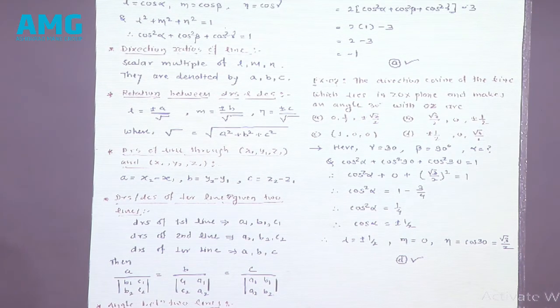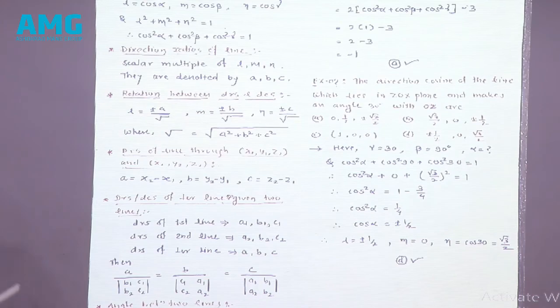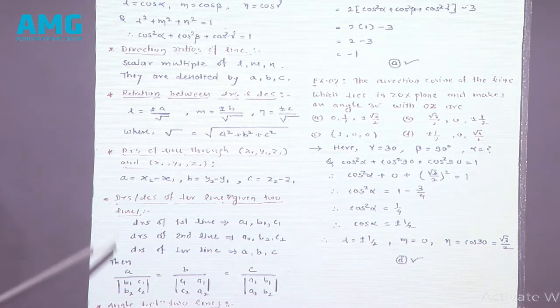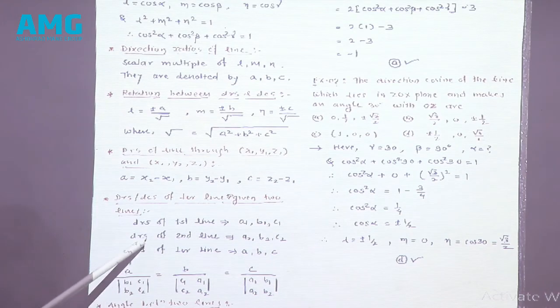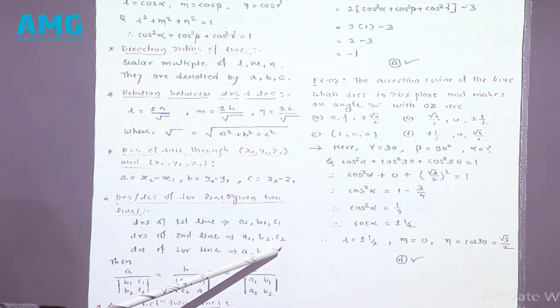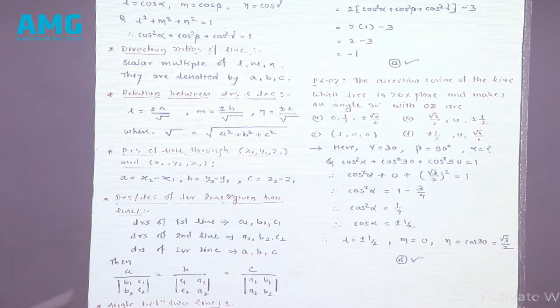Now, the last part of this unit. This unit is very short but basic. That part is DRS or DCS of a line perpendicular to two given lines. When a single line is perpendicular to the two given lines, then the DRS are given as follows. Firstly we consider DRS of the first line as A1, B1, C1, DRS of the second line as A2, B2, C2, and DRS of the perpendicular line as ABC.